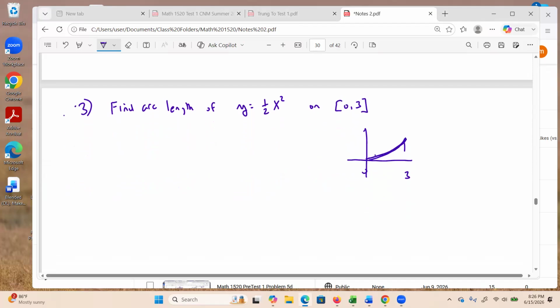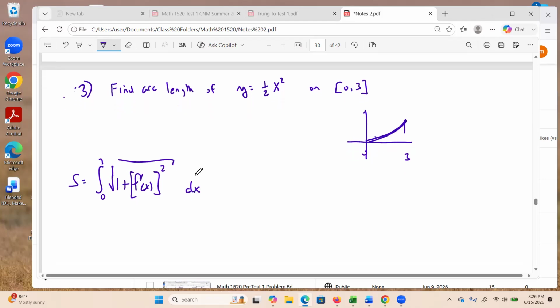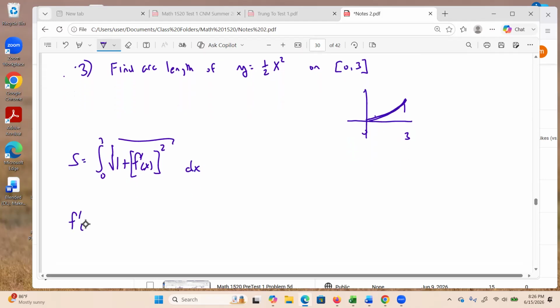So first step is we're making an arc length. We're going to say S is equal to, let me write the formula down first, the integral from 0 to 3 of the square root of 1 plus f prime of x squared, all times dx. Let's just take this in parts. The first thing we have to do is figure out the derivative. Well, 1/2 x squared is a pretty easy derivative. That's just x.